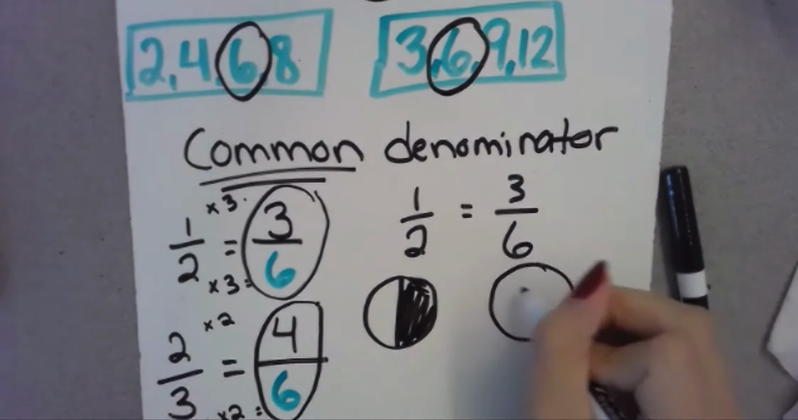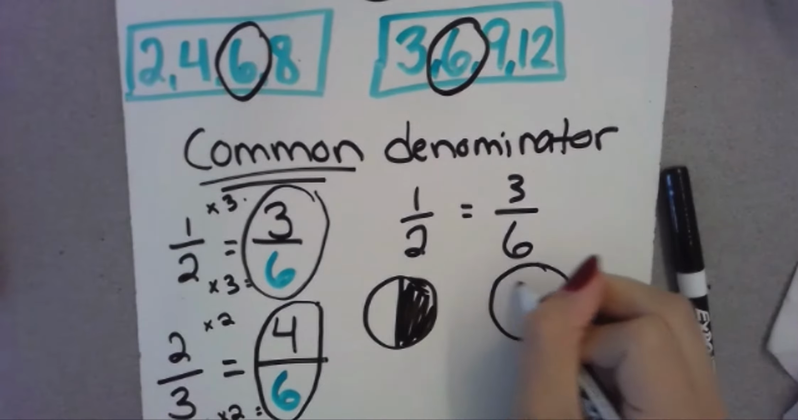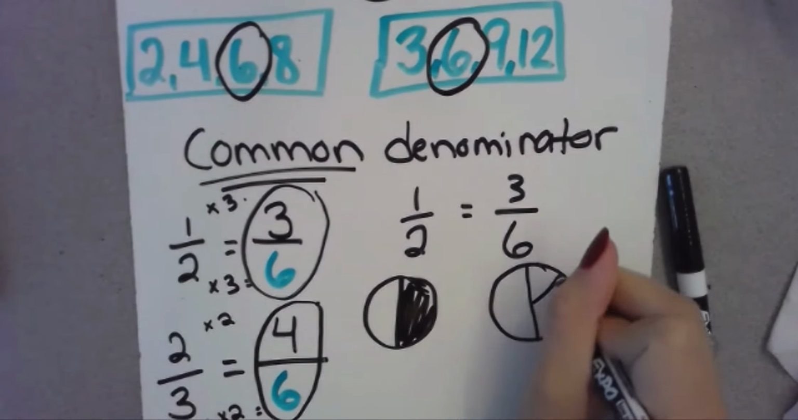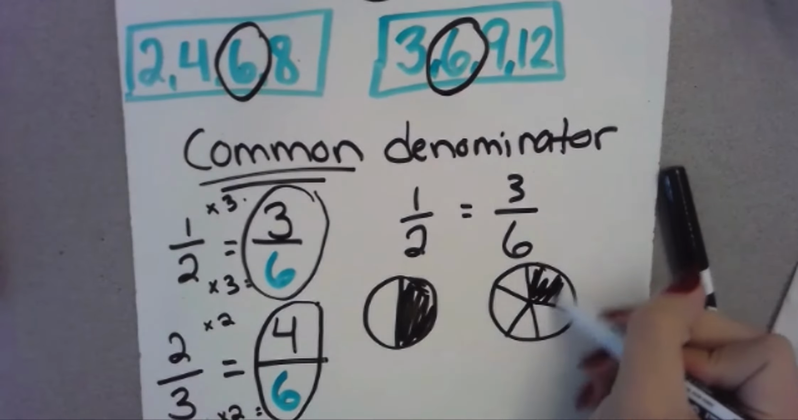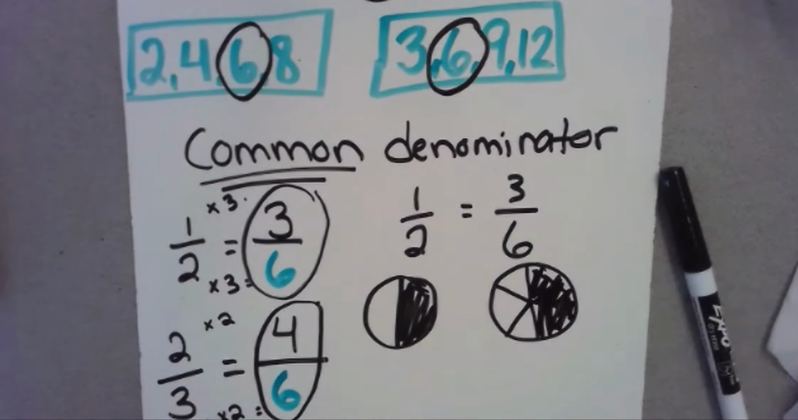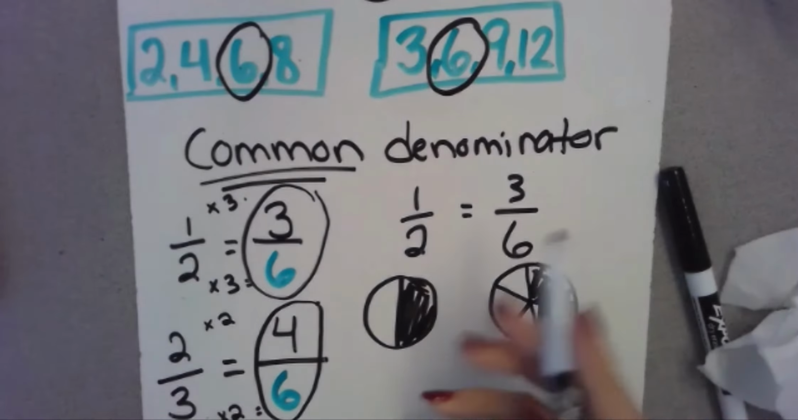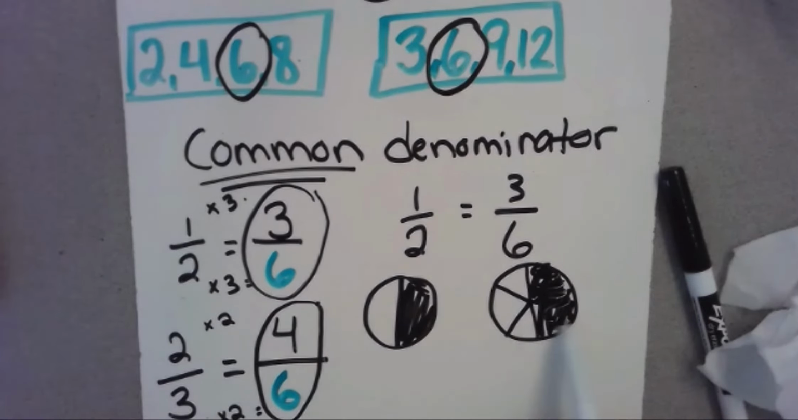Here's my circle. I cut it into 6 pieces. I would need 3 of those pieces. 1, 2, 3. Have I shaded in the same amount of the circle? Awesome. 3 of you just said yes. Good. I have. So these are equivalent. They are equal. They represent the same amount of the circle. They just look different. Okay?